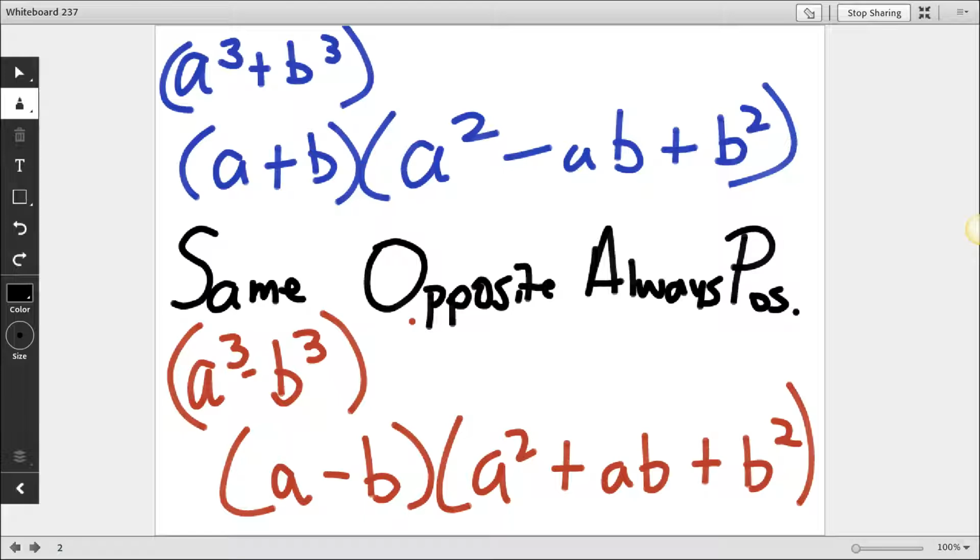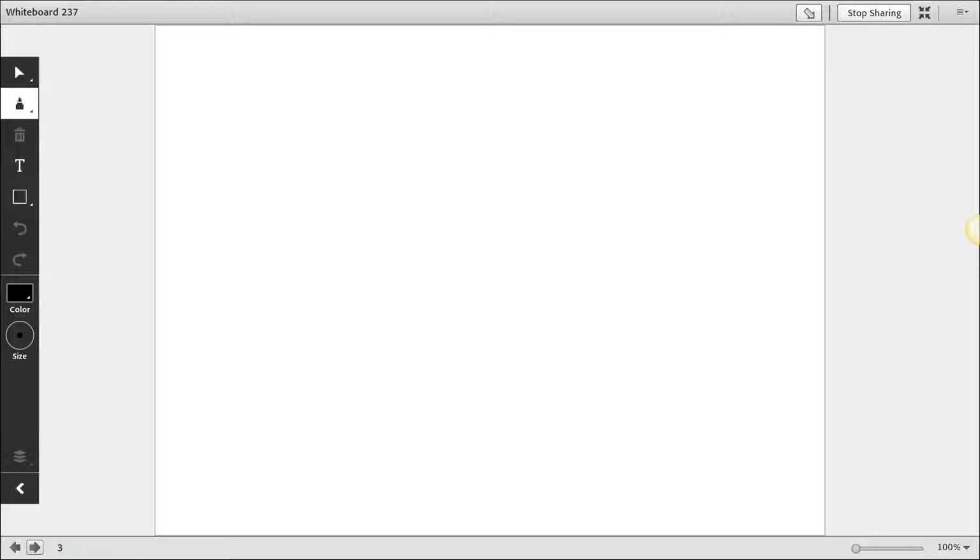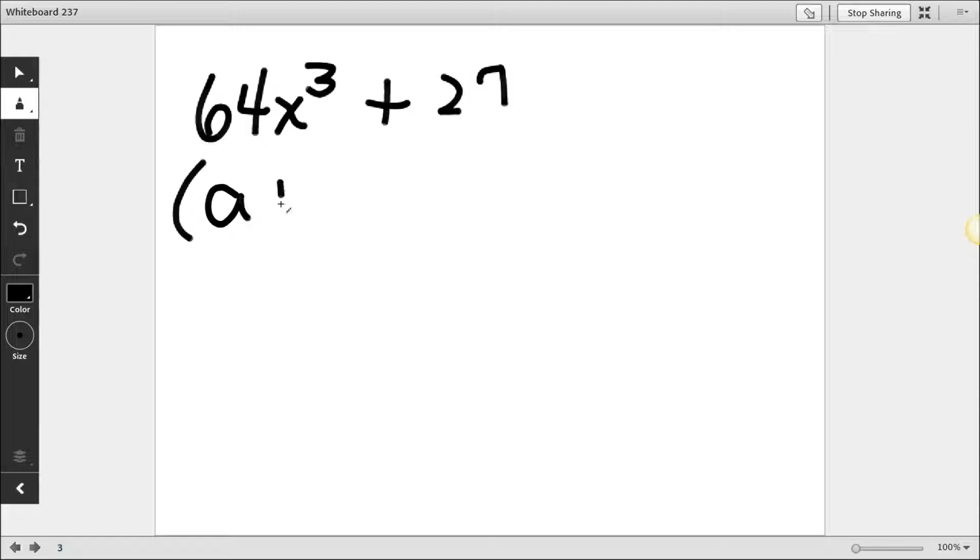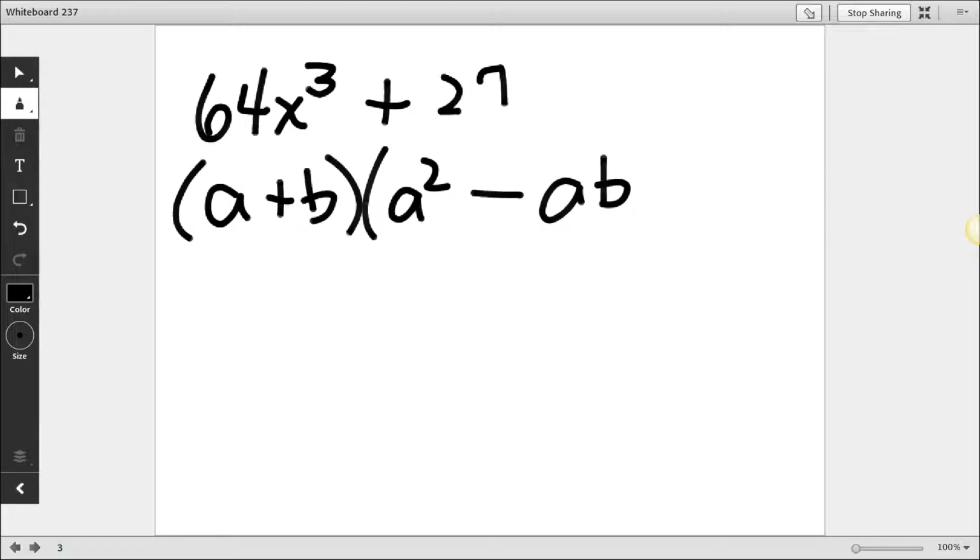So let's take a look at a couple of examples. So now here are some basic examples. So let's say we had, for example, 64 x cubed plus 27. Well, because it's plus, I already know, same, opposite, always positive. And so now all I need to do is find a and b, fill it in, and simplify.